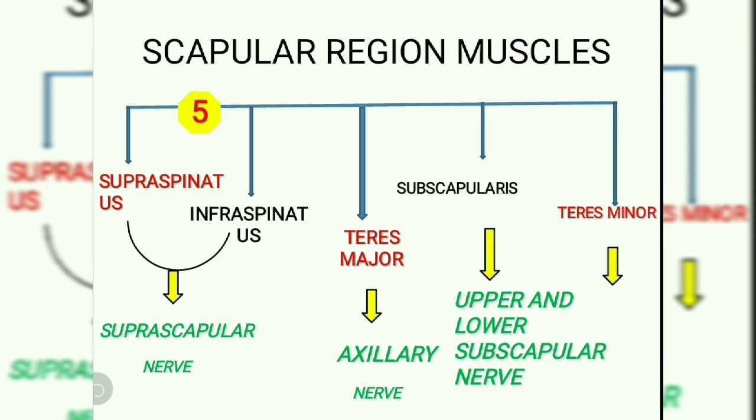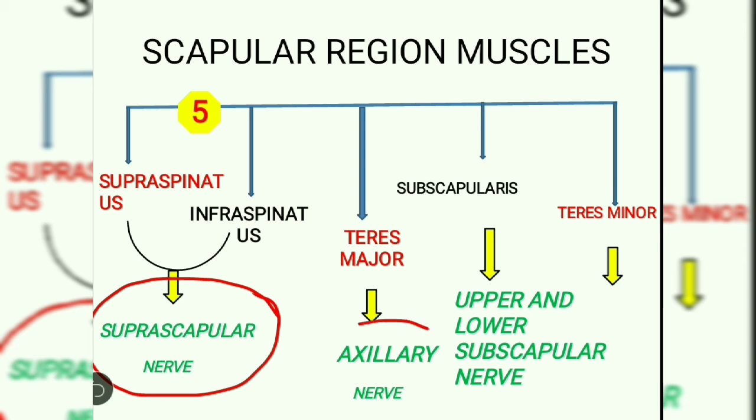There are 5 scapular muscles at the scapular region. They are supraspinatus and infraspinatus. Now, supraspinatus and infraspinatus are supplied by the suprascapular nerve, and teres major is supplied by the axillary nerve, and subscapularis is supplied by upper and lower subscapular nerve, and teres minor is supplied by lower subscapular nerve.